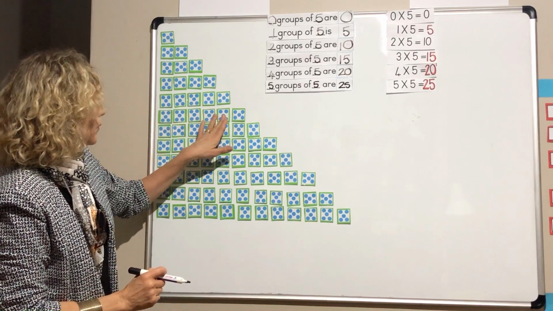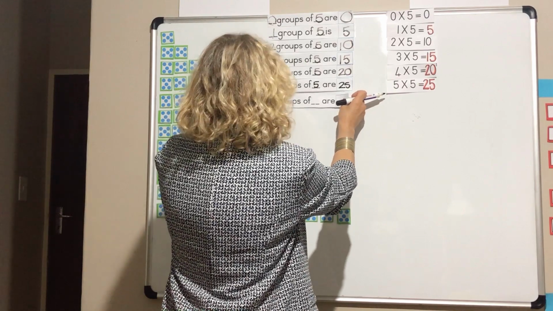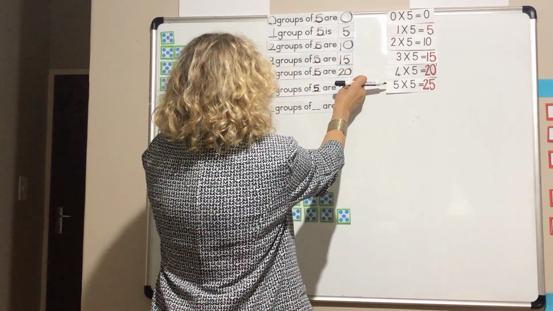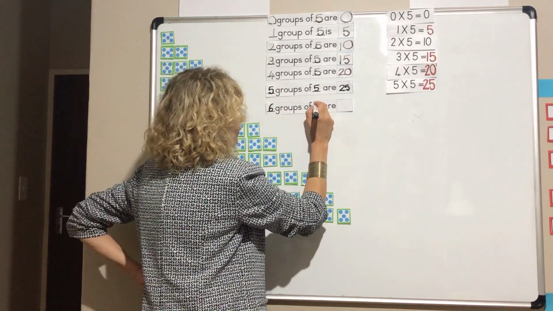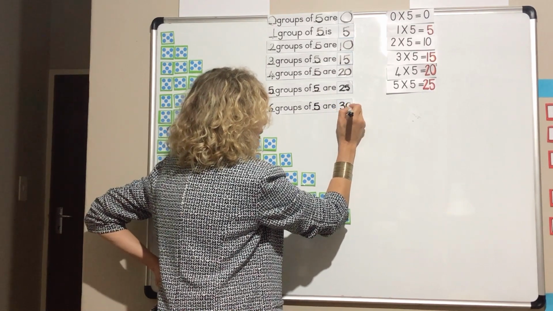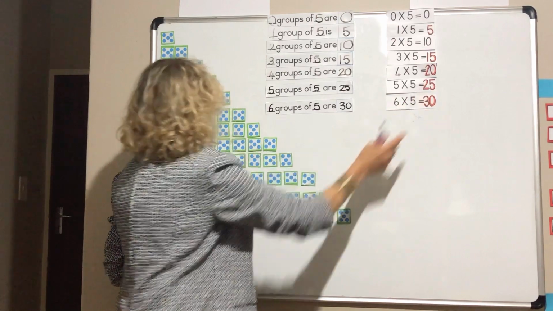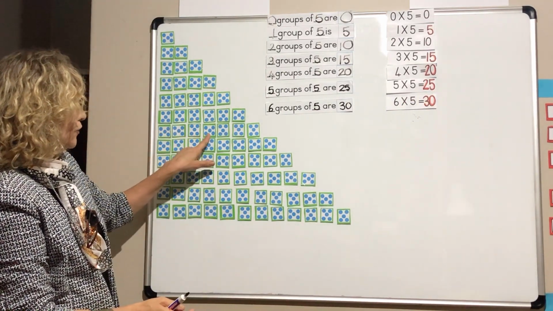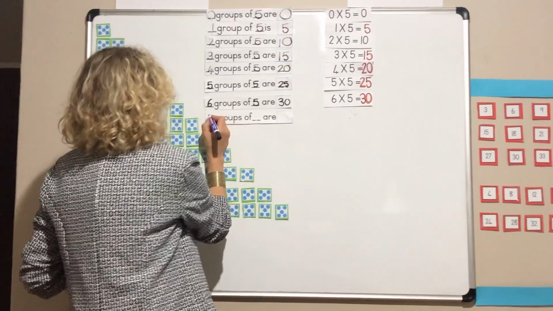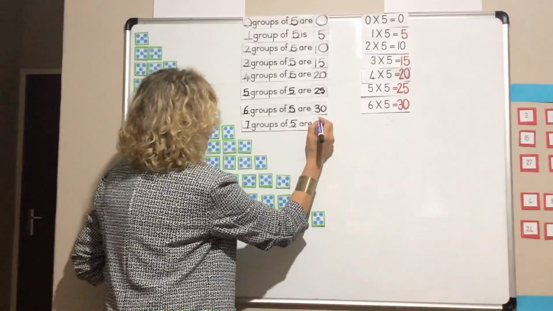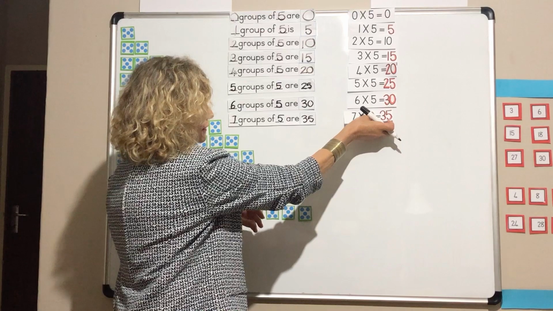1, 2, 3, 4, 5, 6 groups of 5. Okay, let's do 6 groups of 5. Actually move down a bit. Yes. 6 groups of 5 are 30. And therefore we also say 6 times 5 is 30. Let's count this. 1, 2, 3, 4, 5, 6, 7 groups of 5. Good. 7 groups of 5 are 35. 7 times 5 is 35.